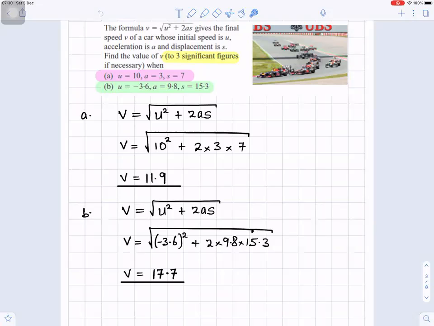For part B, you write down the formula first and you start to substitute the values. The value for u is minus 3.6, and you put that in brackets and square it, plus 2 times a is 9.8 and s is 15.3. If you put all of that in your calculator, you will get 17.7 for the value of v.